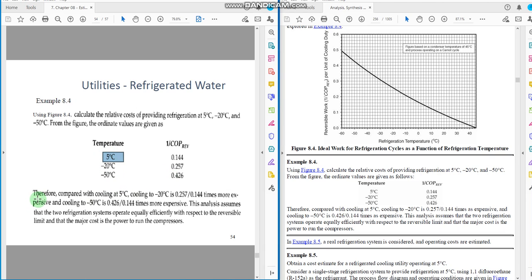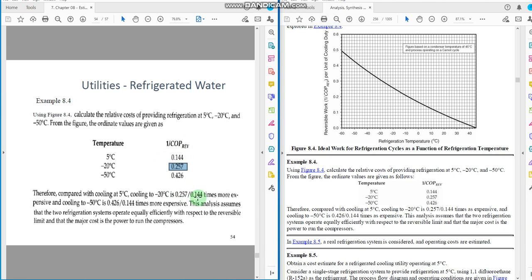So what we can see from here, therefore, compared with the cooling at 5 degrees C, cooling to minus 20 degrees C is 0.257 divided by 0.144 times. Okay, so here at minus 20 degrees you can have for example this much energy requirement, or this one is the reversible work per unit of the cooling duty. Okay, so you can see that if the value for this term is going high, then you have to spend more energy and cost for achieving this much cooling. Okay, so you can simply take the ratio of this factor at different temperatures.